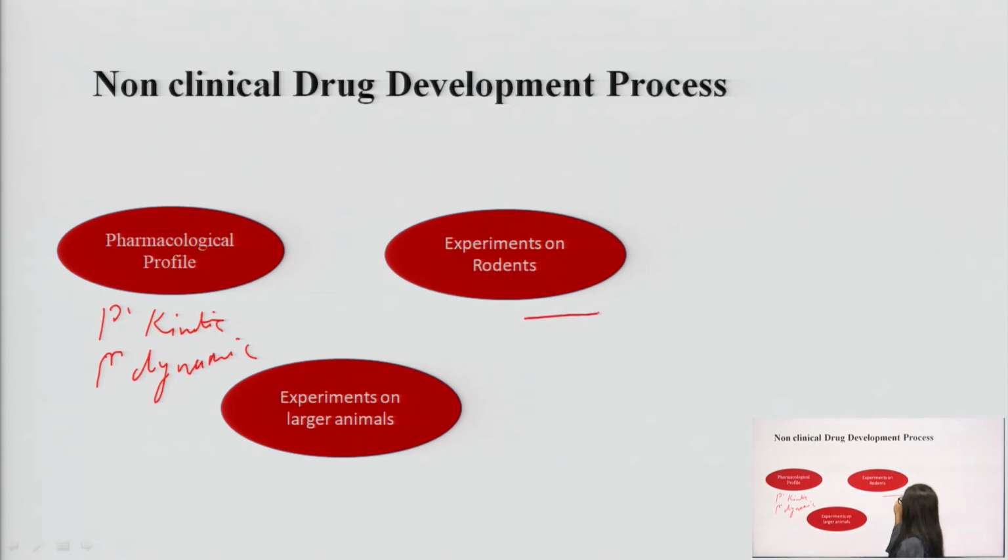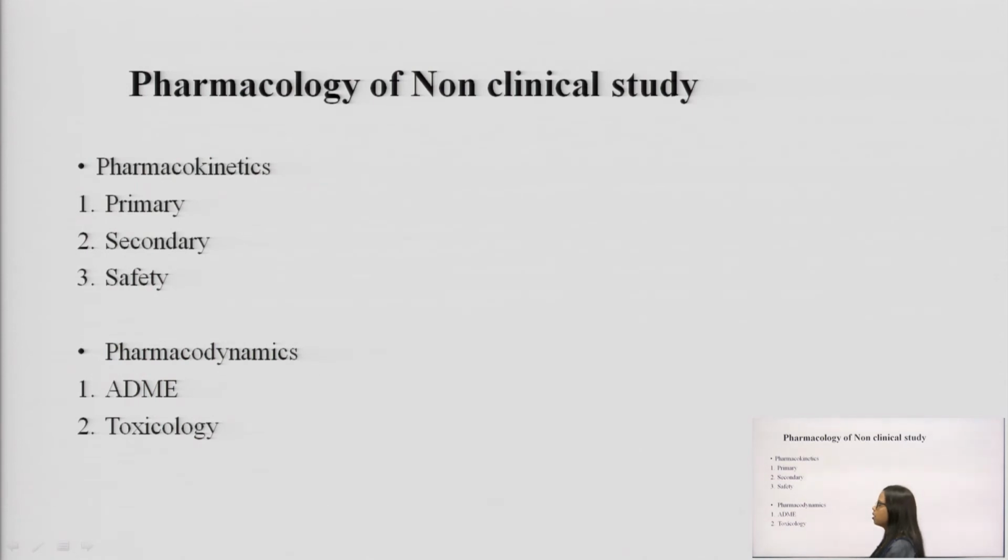Next is experiments on rodents. Rodents means mice. Then experiments on larger animals. After rodents, we do testing on bigger animals like monkeys. Next is the pharmacology of non-clinical studies. The pharmacology includes pharmacokinetics and pharmacodynamics.